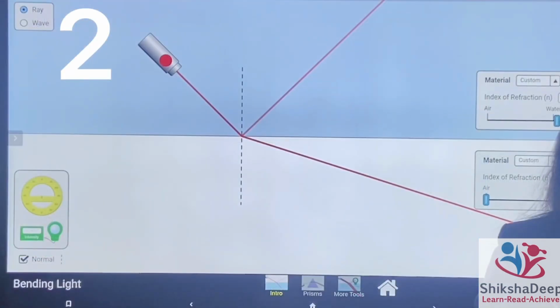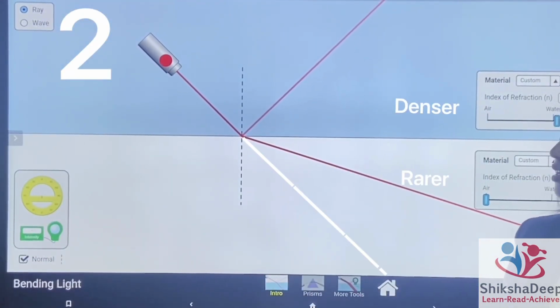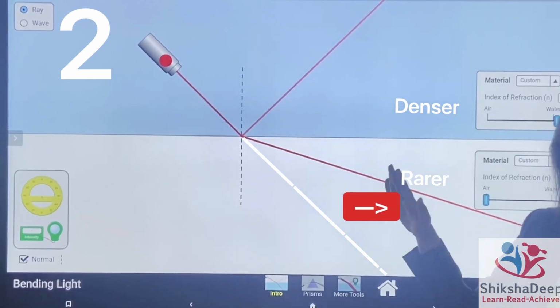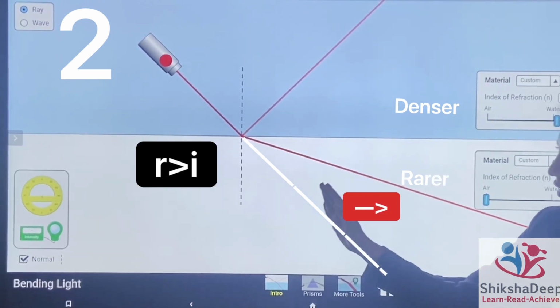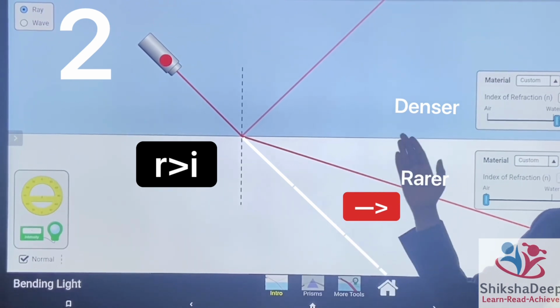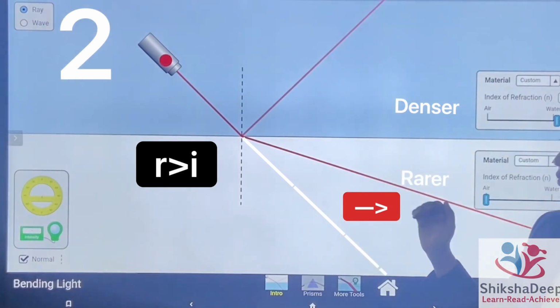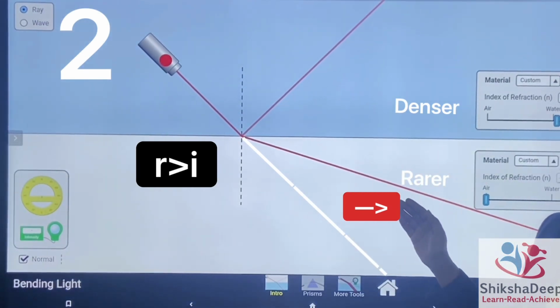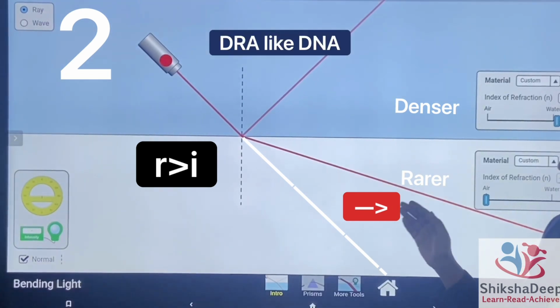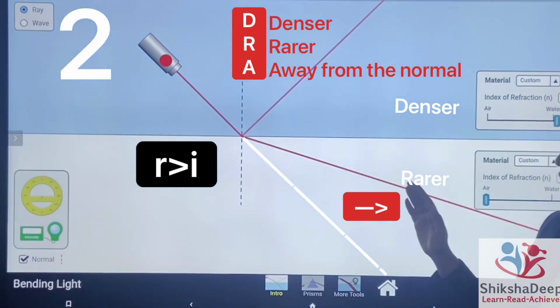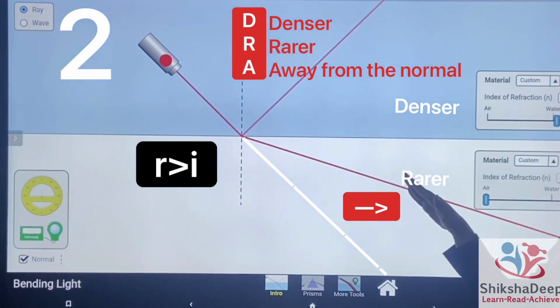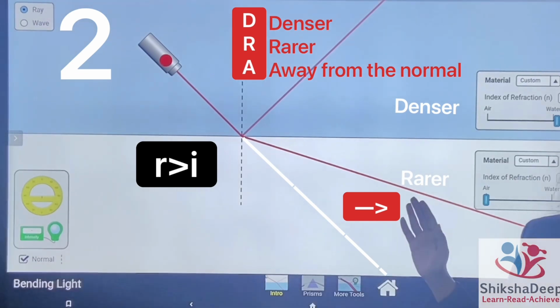The second case is when light travels from denser to rarer material, the refracted ray bends away from the normal. That is, the angle of refraction is greater than angle of incidence. We can remember this by a mnemonic DRA, like DNA. Denser to rarer results in bending the light ray away from the normal. So remember DRA like DNA.